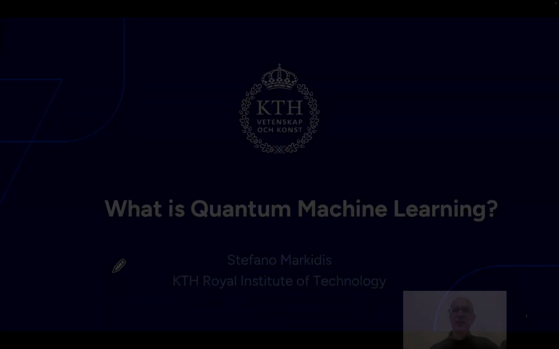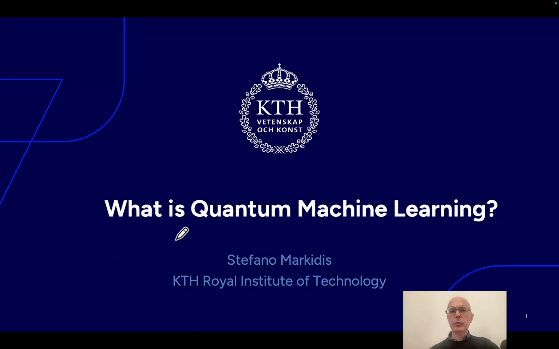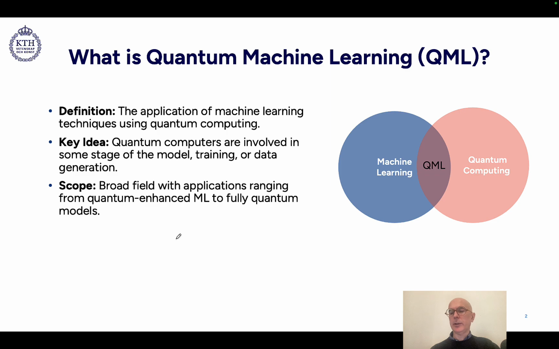Hi, welcome back. In this lecture, I want to go a little bit beyond the first introductory lectures, and I want to define what is quantum machine learning, and I want to discuss briefly also its historical development. So what is quantum machine learning, or QML? QML is really at the intersection of machine learning, classical machine learning, and quantum computing. So it's looking at how to apply analog machine learning techniques using quantum computing. So the application of machine learning techniques using quantum computing is QML.